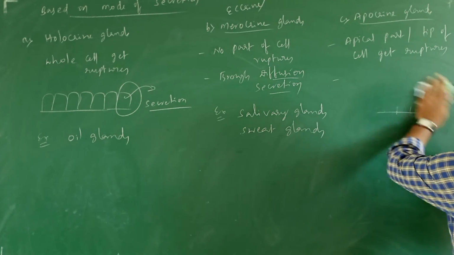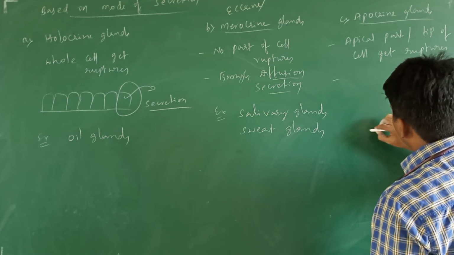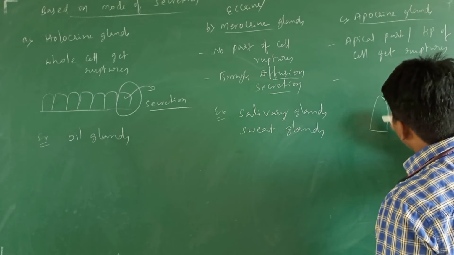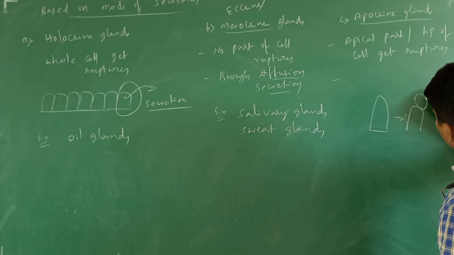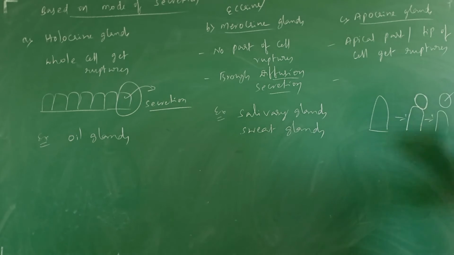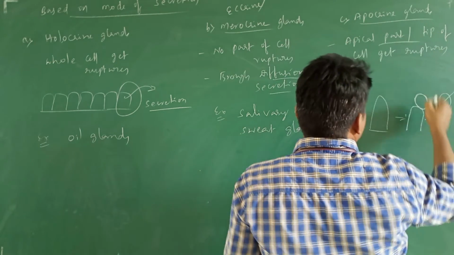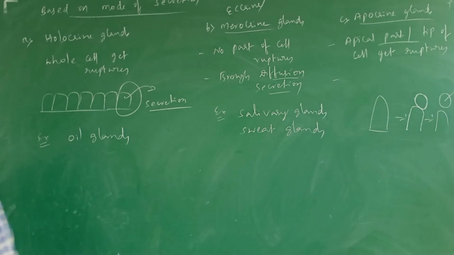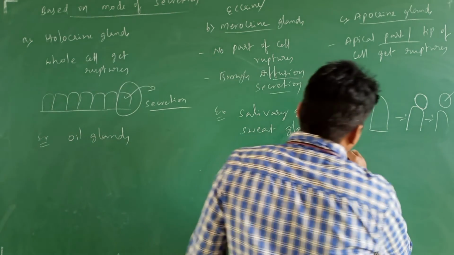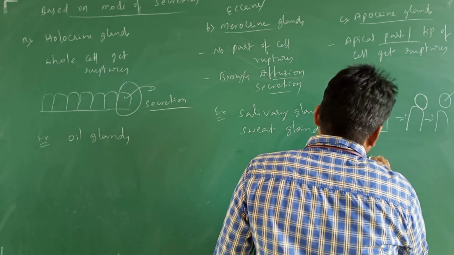Just take one example. This apical part or tip of the cell ruptures and releases its contents outside. Where do we observe this? We observe this example in mammary glands.